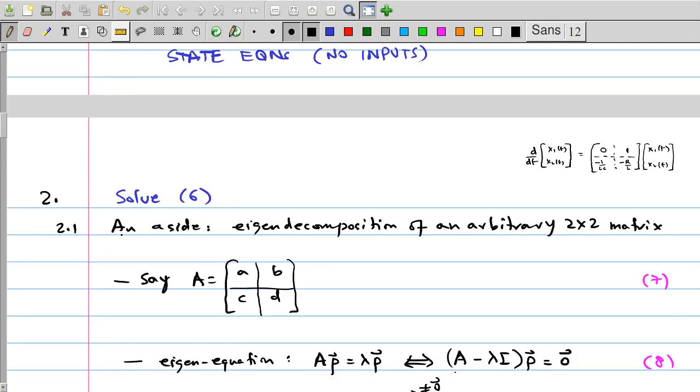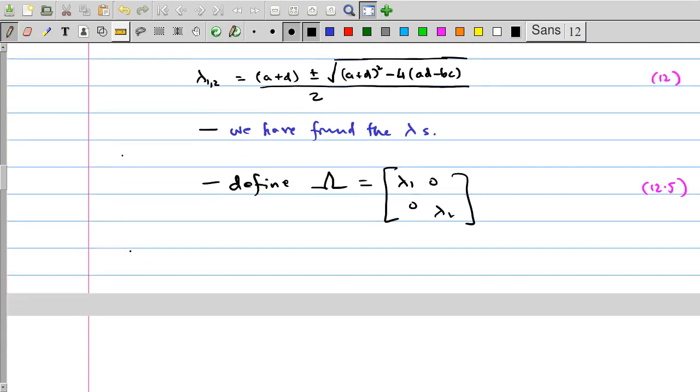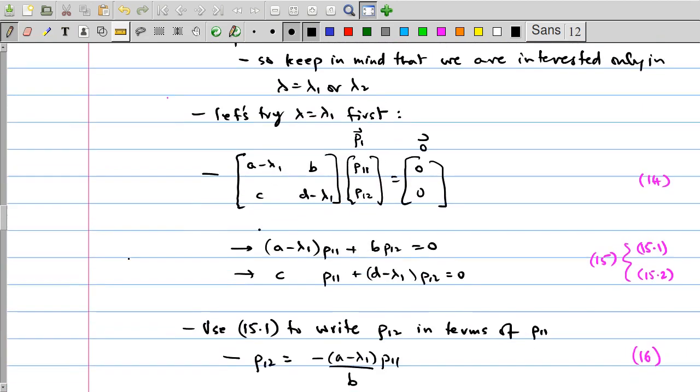There are situations, I'll show you an example in a second, where you can't eigendecompose. Remember that I mentioned that in class and I said we're not going to worry about it. I'll show you an example where that happens later. So basically that happens.